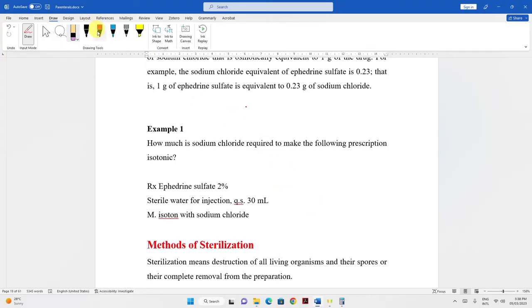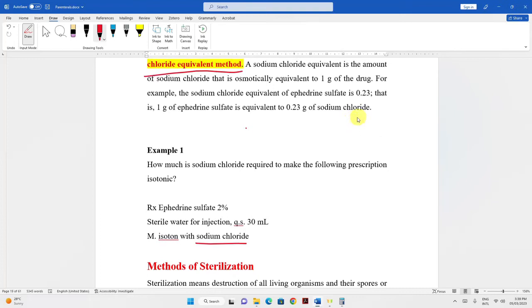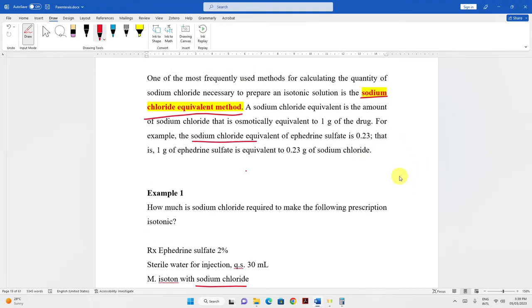See this example. It says: how much sodium chloride is required to make the following prescription isotonic. Ephedrine sulfate you need to use 2%, sterile water for injection you need to make it to 30 ml, and you need to make it isotonic with sodium chloride. It is given already that the sodium chloride equivalent of ephedrine sulfate is 0.23. You know what it means? It means each gram of ephedrine sulfate is equivalent in tonicity to 0.23 gram of sodium chloride. That's what it means. We're going to solve this one.